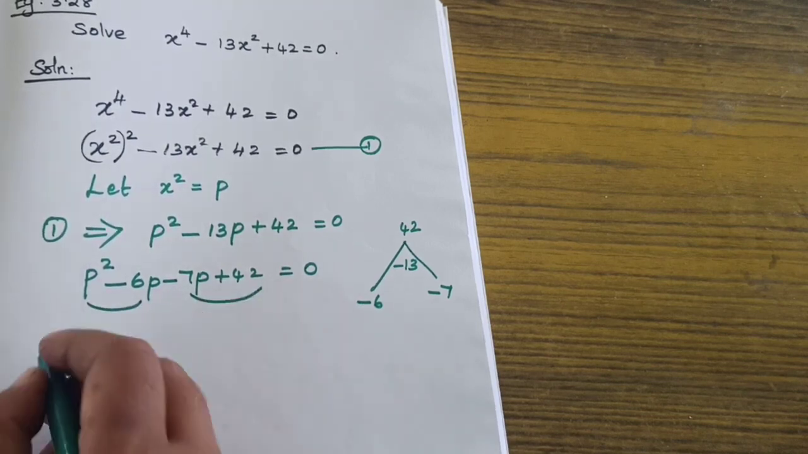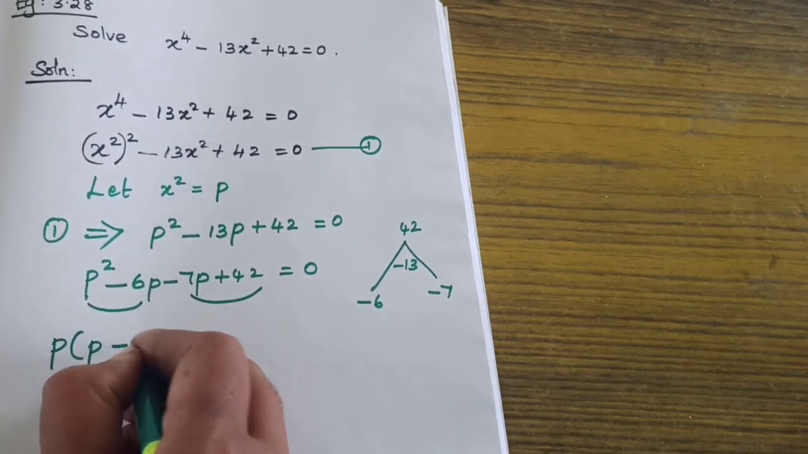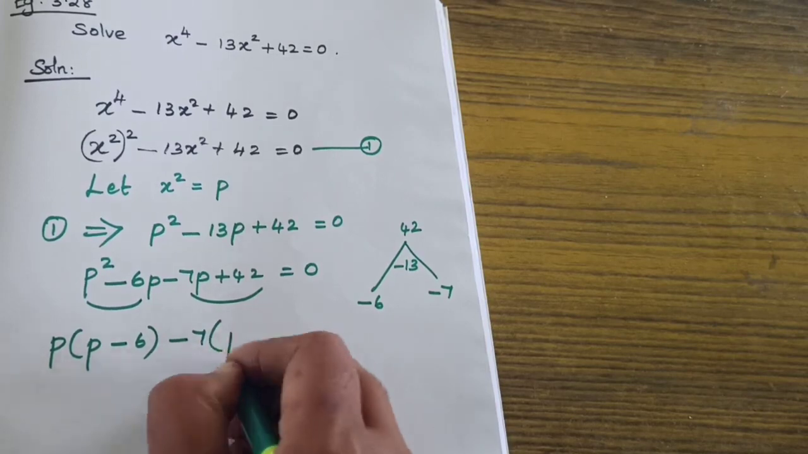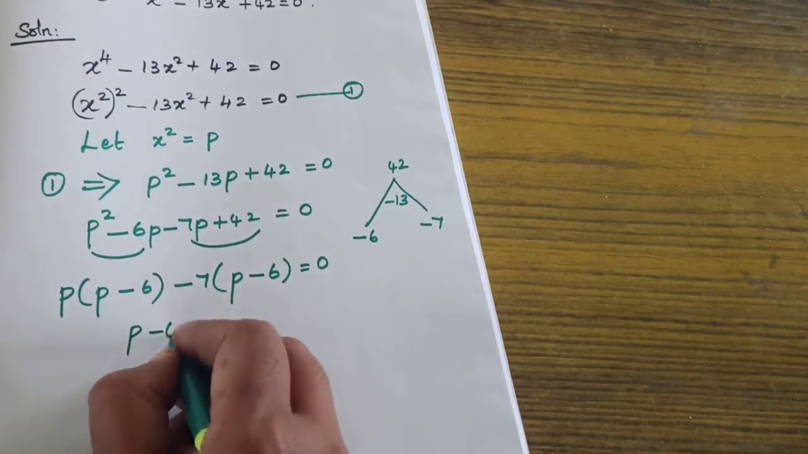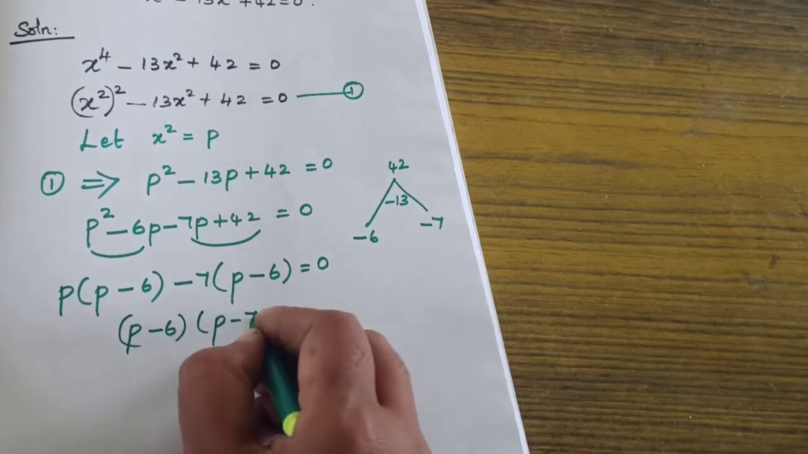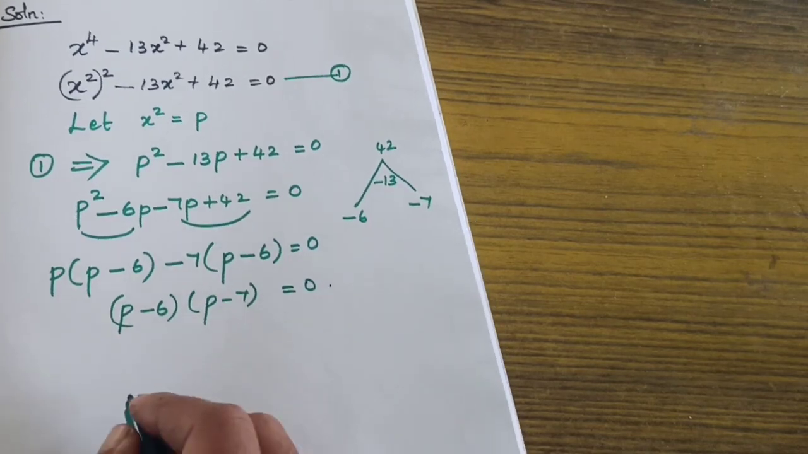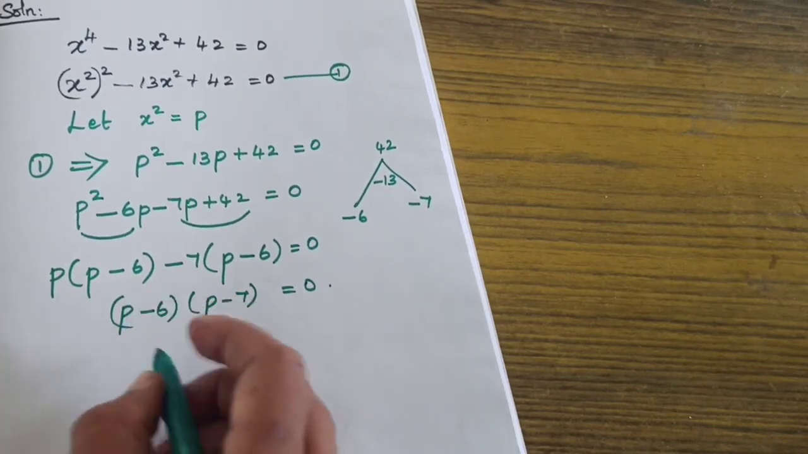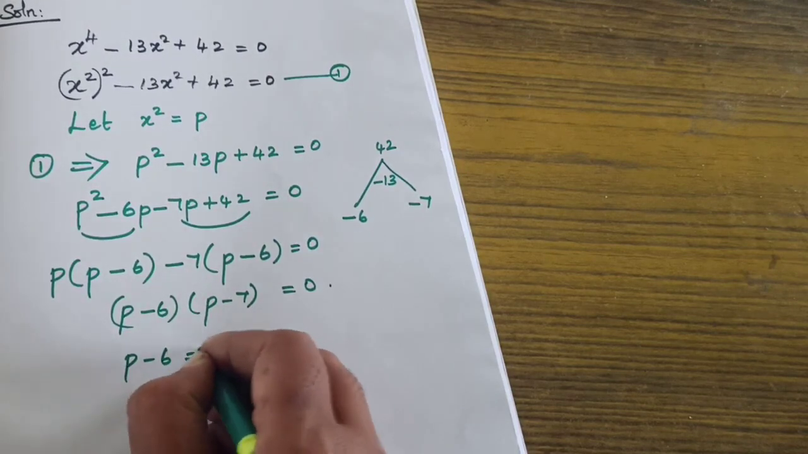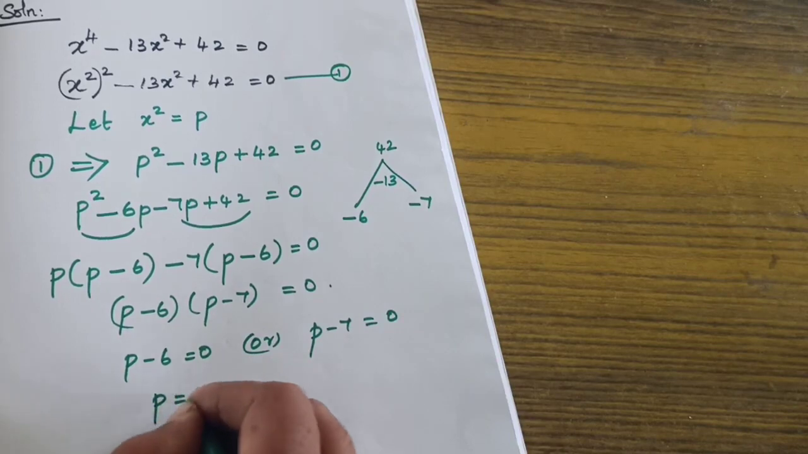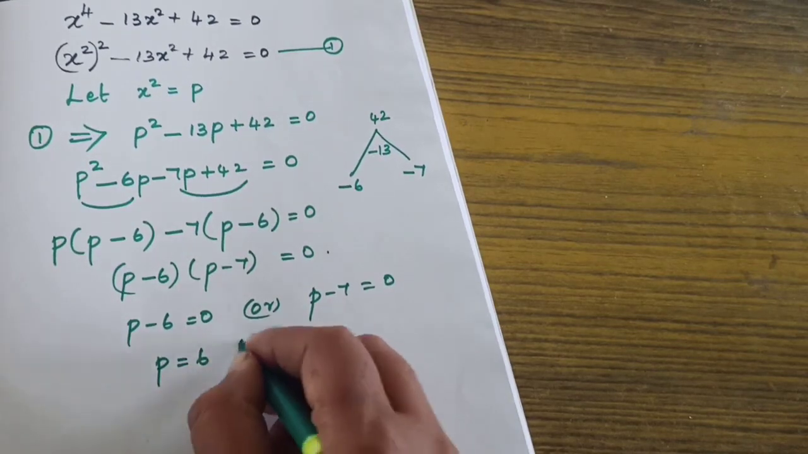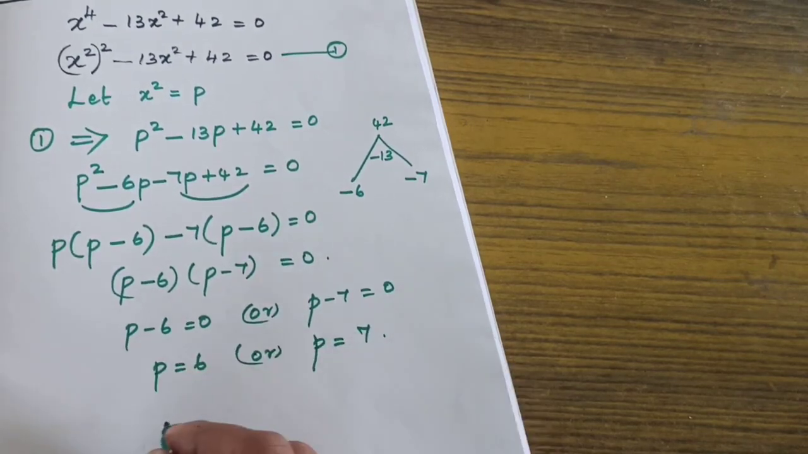Here p is common, so p − 6, and here minus 7 is common, p − 6 = 0. Again p − 6 is common, so (p − 7)(p − 6) = 0. Then p − 6 = 0 or p − 7 = 0. So p is equal to 6 or p equal to 7.